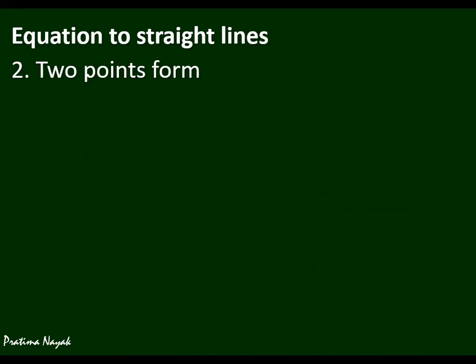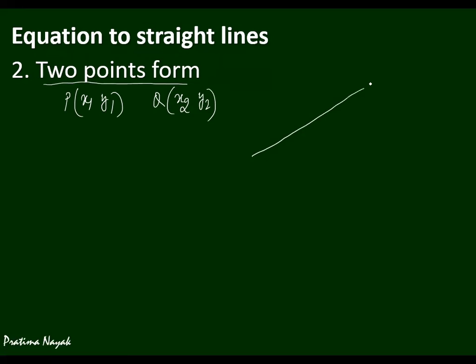Next is 2-point form. When 2 points will be given, I can frame the equation. Let us find. So one point is your P, x1, y1, and another point x2, y2 is given to us. I'll frame the equation. What I'll write? P is equal to x1, y1, and Q is equal to x2, y2.